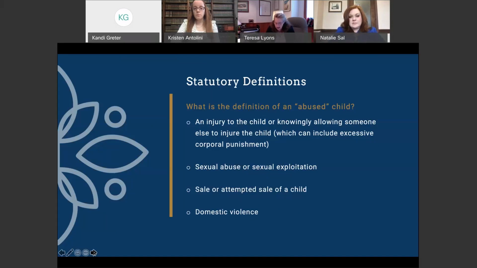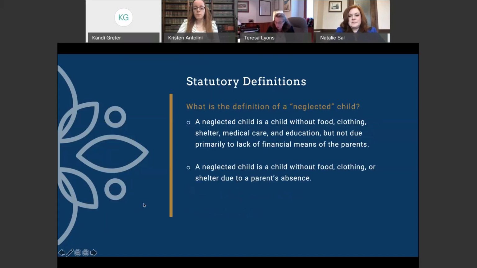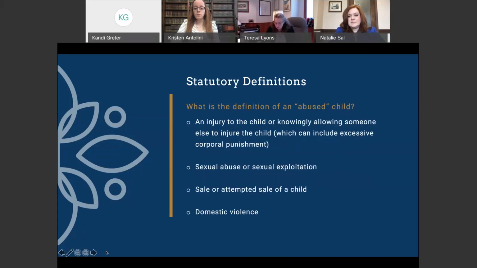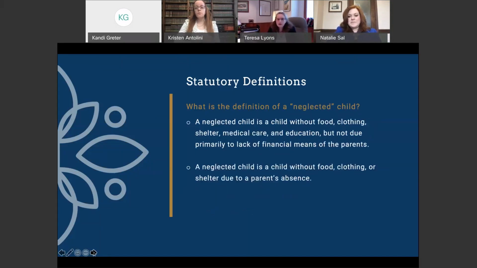With regard to that, it has to rise to the level as defined in Article 27 of Chapter 48. It's not a real broad definition. It is limited by that code section.